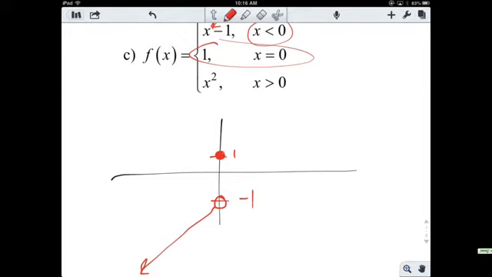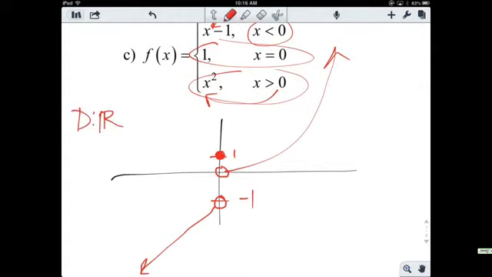Now, to the right of 0, it's x squared. If I plug in a 0 for x to see where it starts, surprise, surprise, it starts at the origin, and it looks like that. What's the domain? It's back to all real numbers. Every x value now is defined to be one y value.